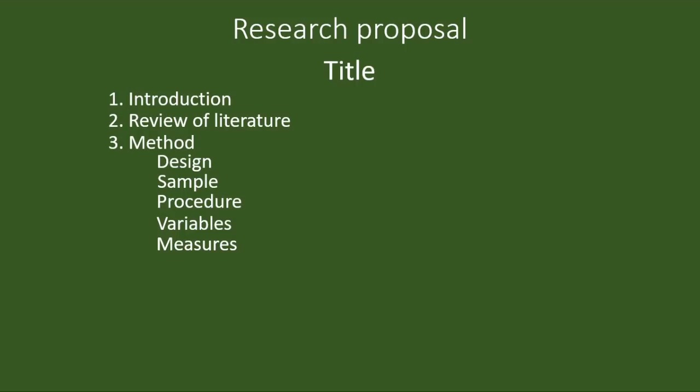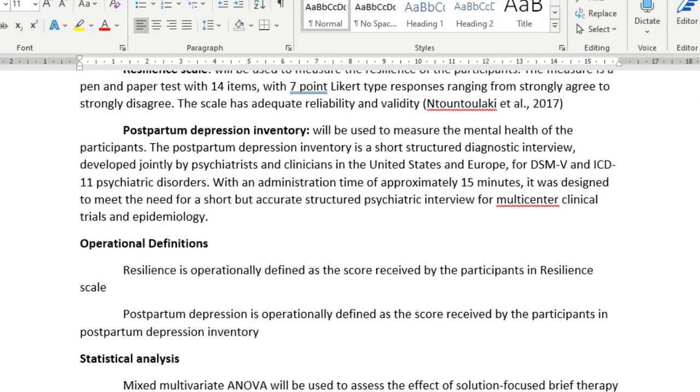Next, we can tell about the operational definition. If you are doing qualitative research, operational definitions are not that important. But in quantitative research, operational definitions are inevitable. Through operational definitions, we are defining our variables in measurable terms. Here, resilience is operationally defined as the score received by the participant on the resilience scale. Why? What is the importance of such a definition?